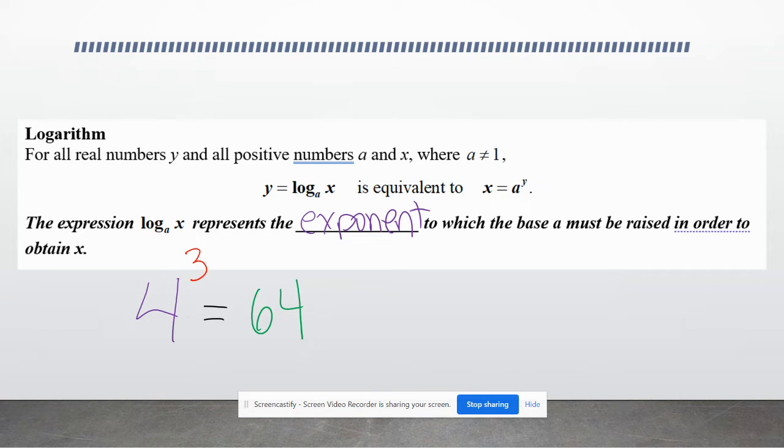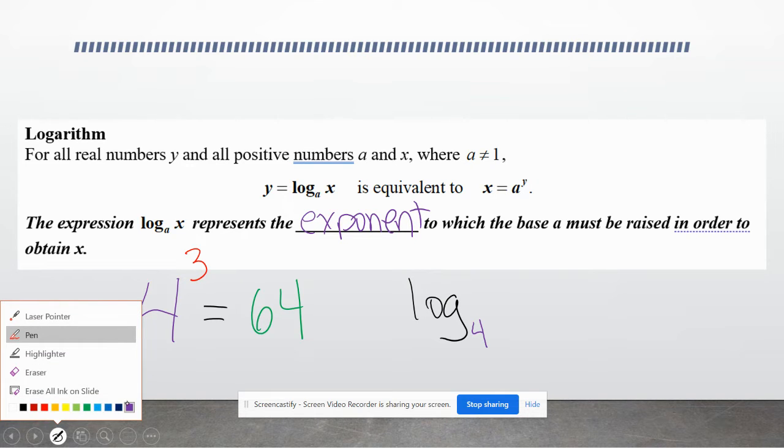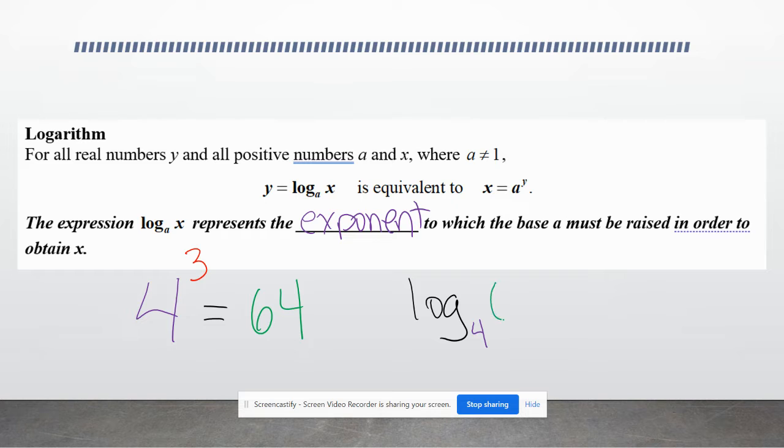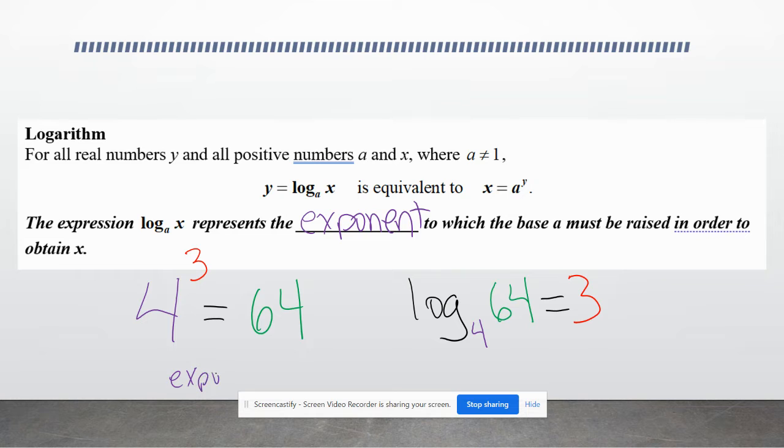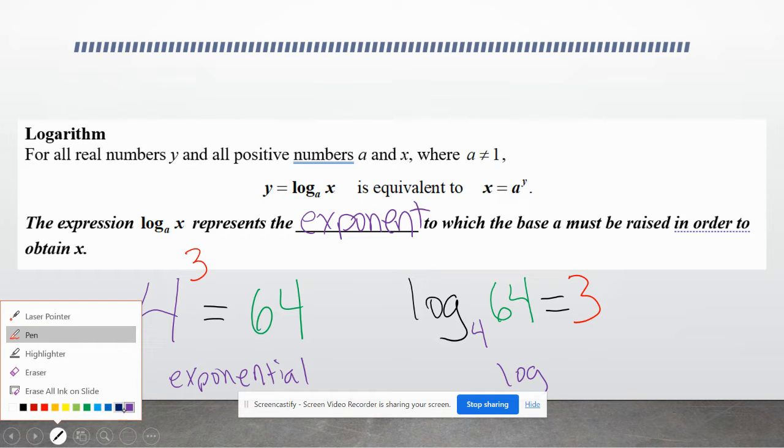The log form would start with log. We keep the base, but this time the base is subscripted down below. And then we go to the answer, which is 64, because remember, we would be looking for the exponent, which in this case is 3. So we have exponential form and then log form.